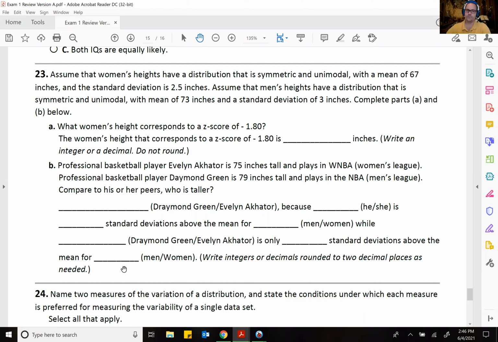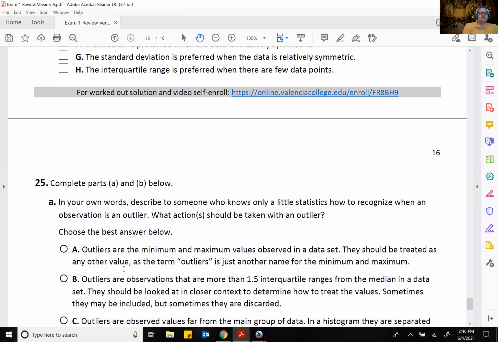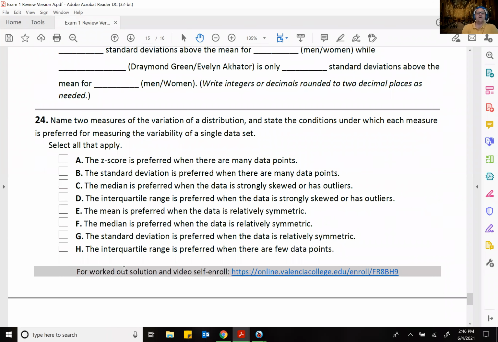Number 24. All right. Name 2 measures of variation of a distribution and state conditions under which each measure is preferred for measuring the variability. So I just need to name 2. So what are 2 measures of variation?